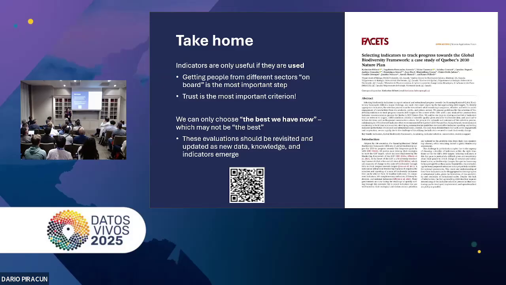And we're only choosing the best we have now. I wish this was a list of the top 15 indicators that we should be using. It is not. It's the best we currently have and that we are able to use. We should reevaluate this. Thank you.